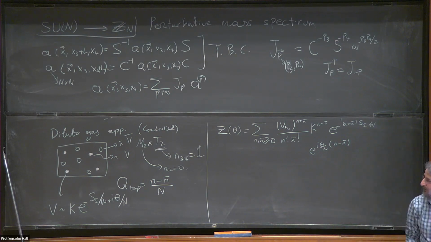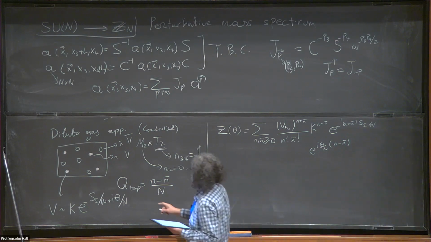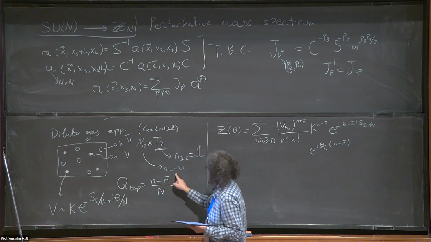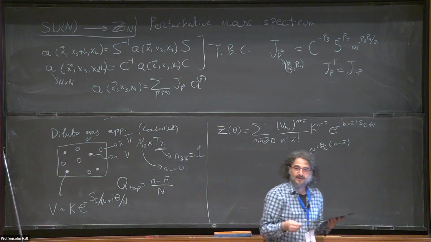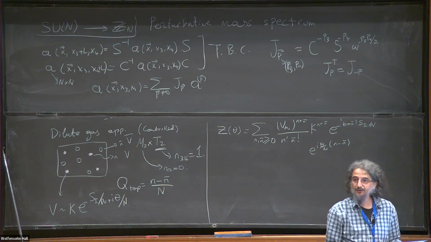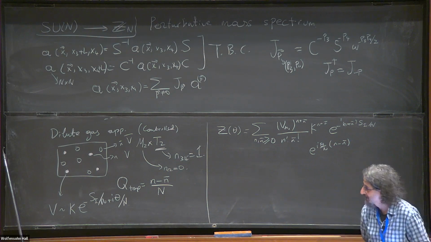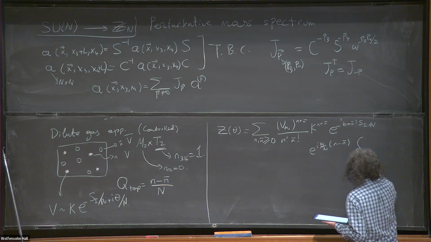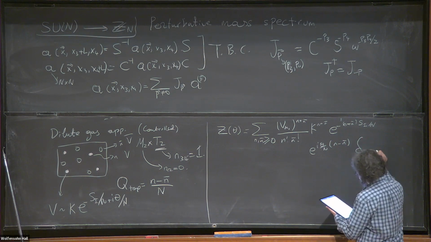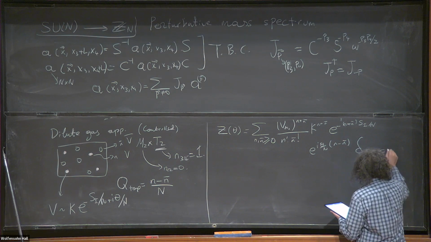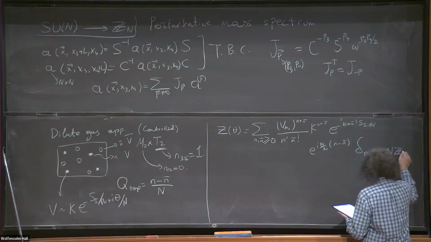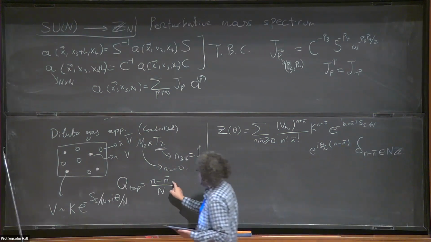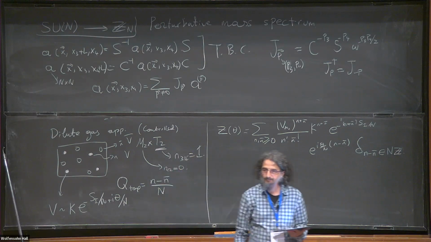But because of this condition, because of the fact that I set n12 to be 0, I must only sum over integer topological charge configurations. How can I do that? I can put a Kronecker delta here. n minus n bar must be capital N times Z. If I do that, the topological charge will be integer, okay?